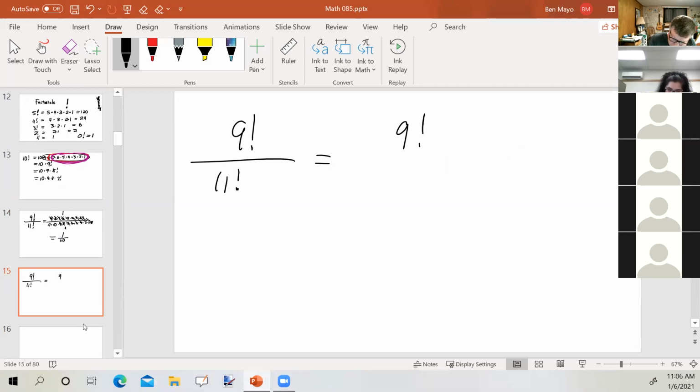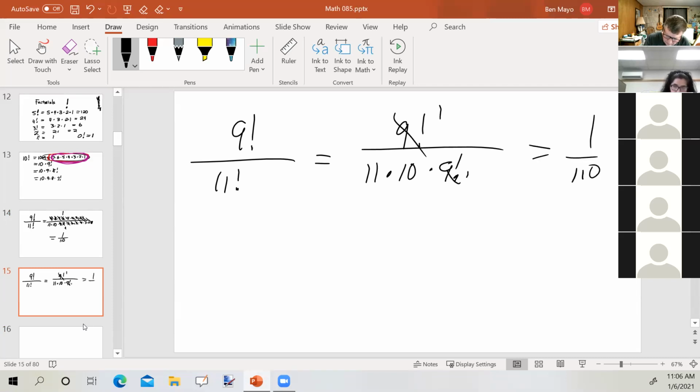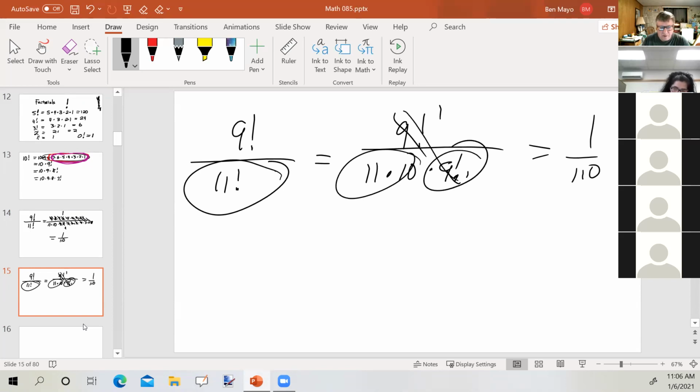Well, 11 factorial could be written as 11 times 10 times 9 factorial, right? Those reduce down to 1, and I'm done. So what I did was I said, hey, I can take that and break it apart, and then 9 factorial over 9 factorial reduces down to 1. You see what I did there? Any questions on that move?